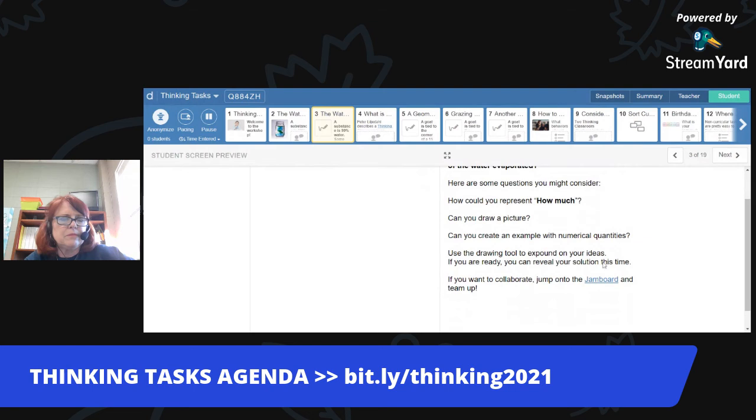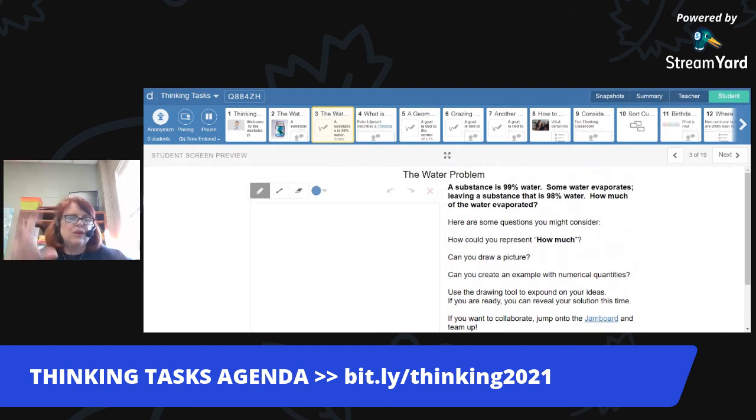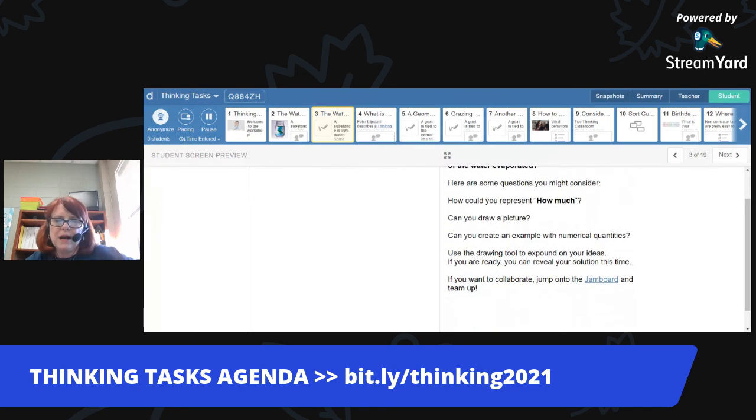In your Desmos activity, if you click on the word Desmos in the agenda, you'll come into this activity, put your name, and you can draw on this screen. So you can make a picture of this problem. You can talk about it with someone. You can come back to it. And then I've just put some questions here to kind of prompt your thinking. At the bottom here, you'll notice a link that says Jamboard.